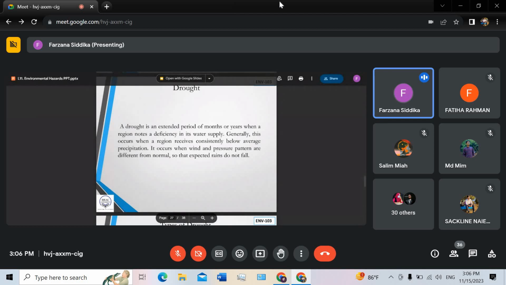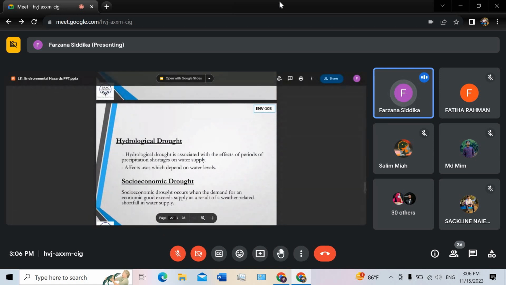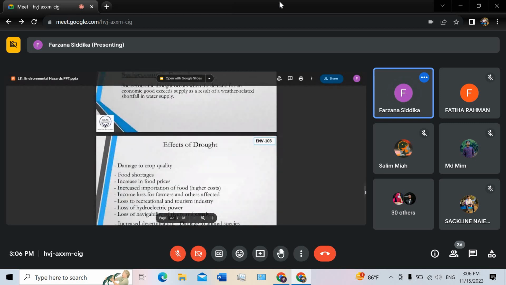ঠিক আছে। সো এক্সটেন্ডেড পিরিয়ড, আমি এখানে টাইম এবং প্লেস দুটার কথা বলেছি, যে ফর অ্যান এক্সটেন্ডেড পিরিয়ড ওভার আ পার্টিকুলার প্লেস। হ্যাঁ, below average rainfall, deficiency of water in surface water system as well as in the groundwater system. So that event is called drought. ঠিক আছে। So droughts are of four types: meteorological drought, agricultural drought, hydrological drought, and socioeconomic drought.